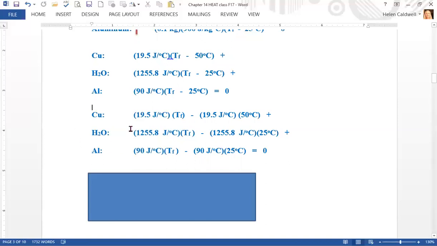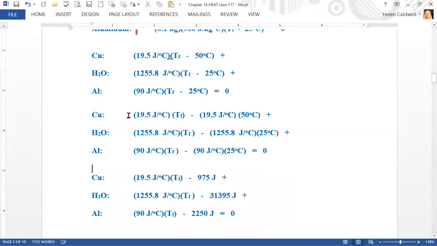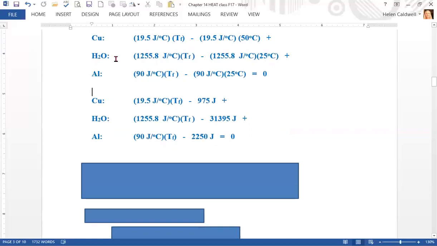So we can't really do any math with this part just yet, but we can do the arithmetic. So 19.5 times 50, 1,255.8 times 25, and 90 times 25. We can do that. So you can see we've still got the 19.5 joules per degree Celsius times TF. But the 19.5 times 50 becomes 975. And this plus sign at the end of the line is the same as the plus sign we had above it. The 1,255.8 times TF comes down, but the 1,255.8 times 25 becomes 31,395 joules. And then here's our plus sign. 90 times TF, and then minus 90 times 25, so that would be minus 2,250 joules.